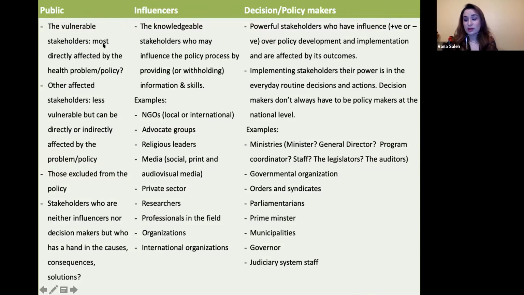Who are the public? They are the vulnerable groups mostly affected by the problem or also the solutions that you are recommending. Who are the influencers? They are not necessarily decision makers in that sense, but they have a power and they have a say, and they are important in this situation. So for example, these could be NGOs, advocacy groups who are working already on this issue, religious leaders, media, private sector, researchers, professionals in the field, other organizations. And depending on the landscape of your country, you could add a lot more.